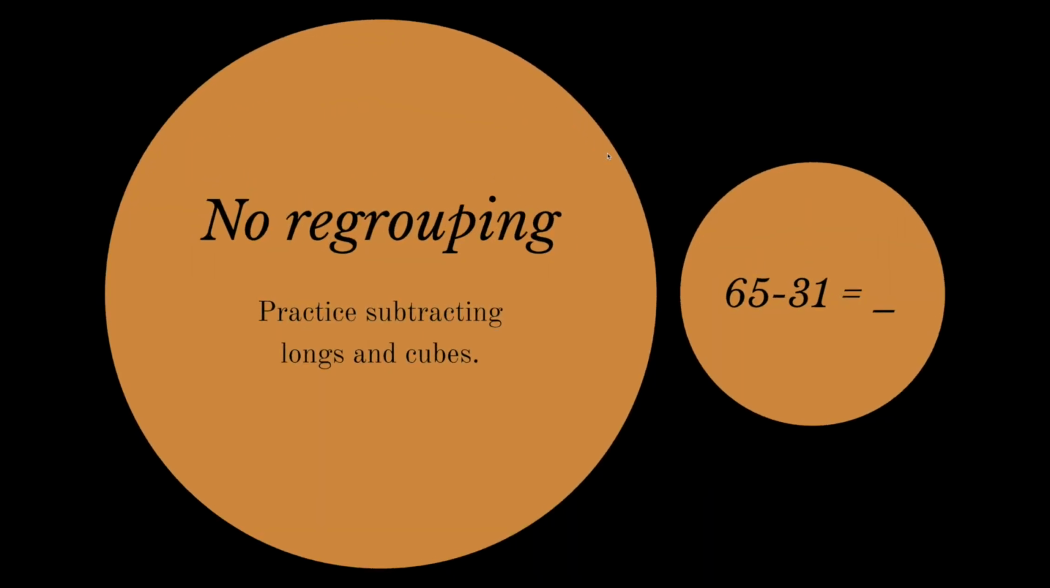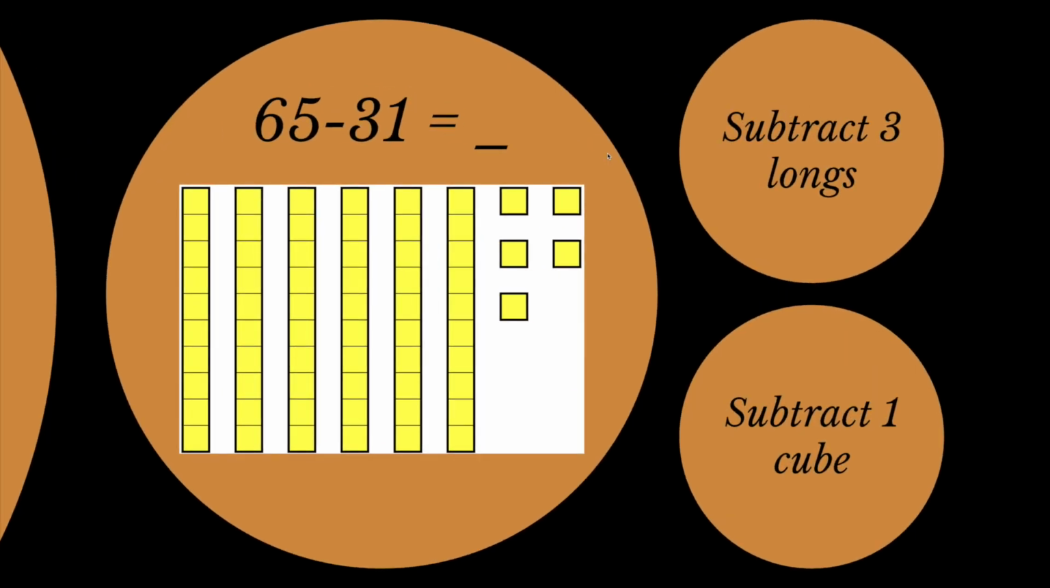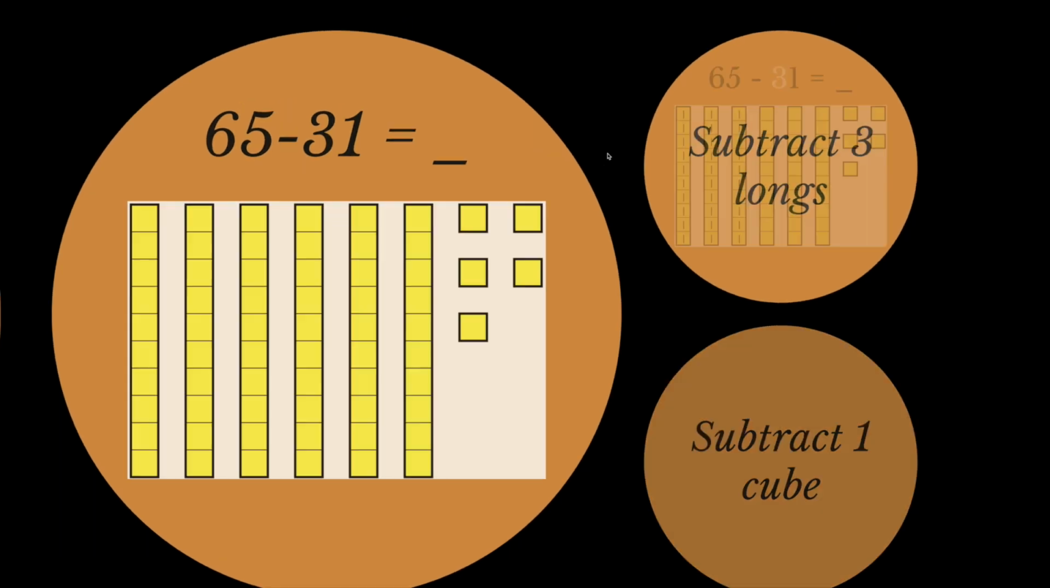Here, we're going to practice subtracting longs and cubes without regrouping. The number sentence we're going to look at is 65 minus 31 equals an unknown. First, I've started by building the number 65 using longs and cubes. I have 6 longs and 5 cubes. When I look at the number sentence, 65 minus 31, I see I'm removing 31.